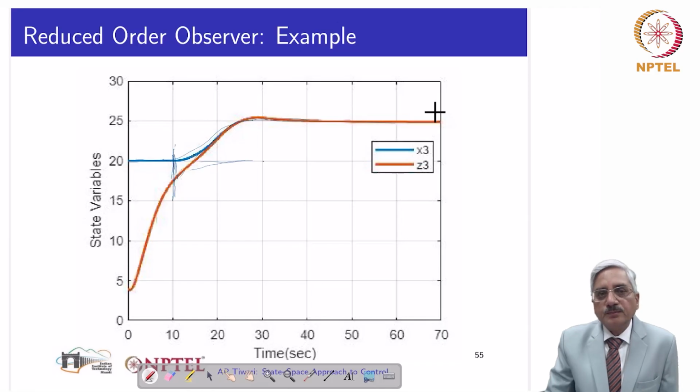So what we have seen is that whether or not input is applied, the observer state in some time starts matching the actual system state. For Z2 and Z3, those two states, the reduced order observer was designed, and that design intent is fulfilled, as seen for this example through simulations.